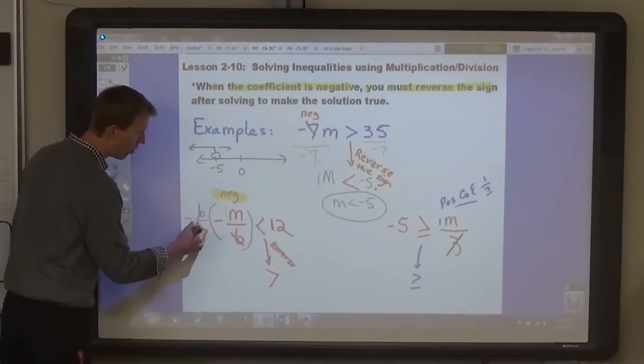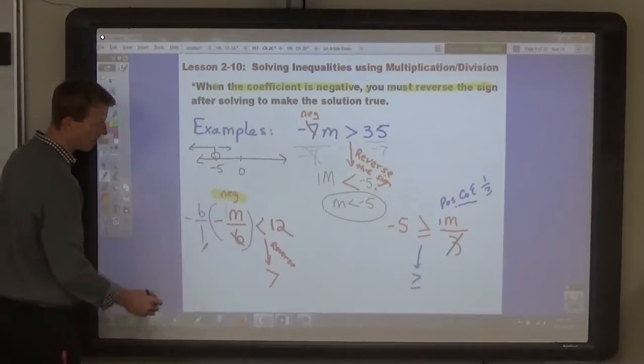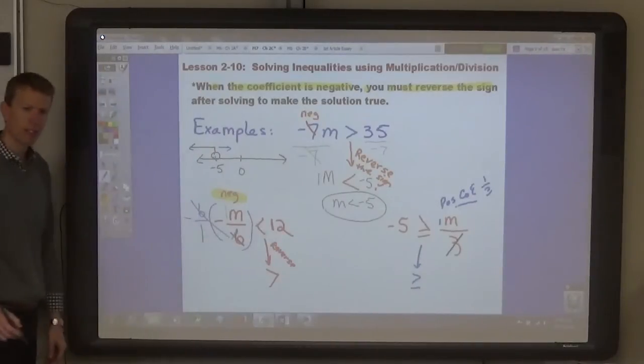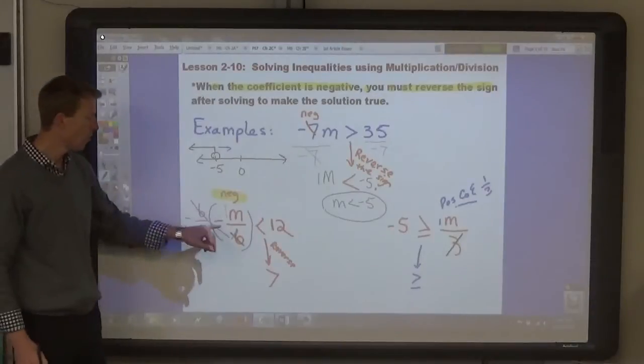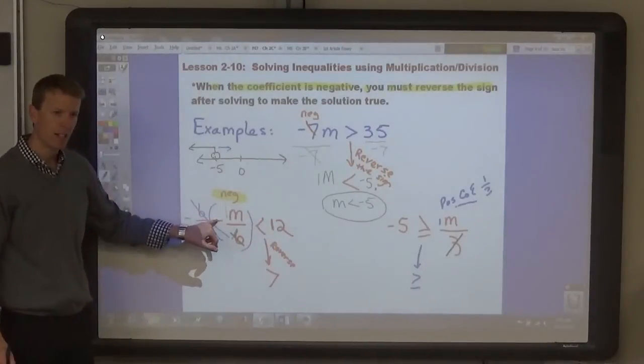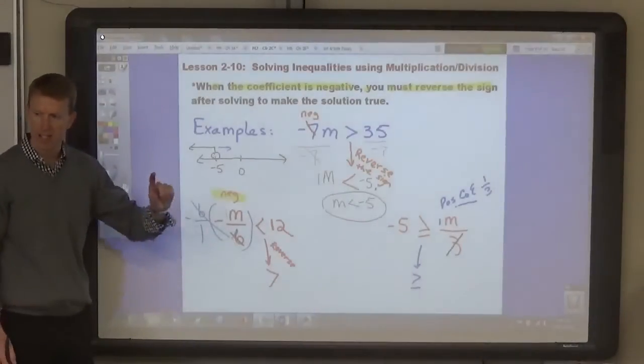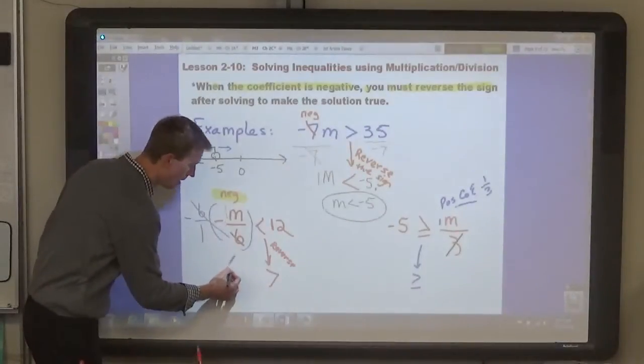Negative 6 over 1. And then cross off those reciprocals. Negative 6 over 1 times negative 1 over 6 gives us 1m. That's what we're looking for.